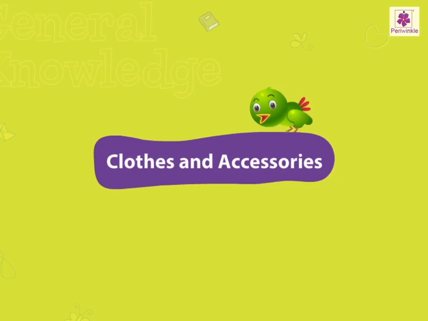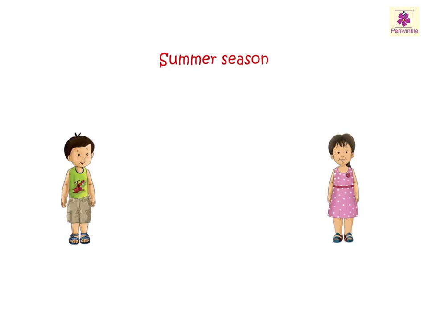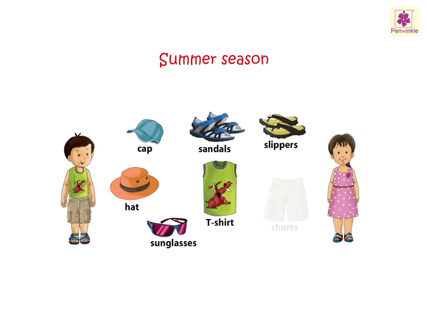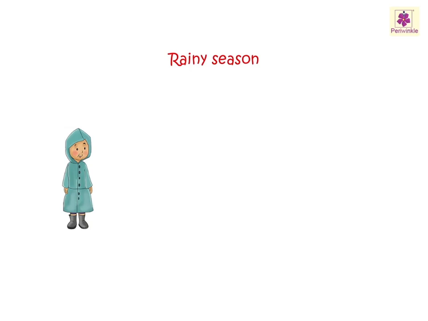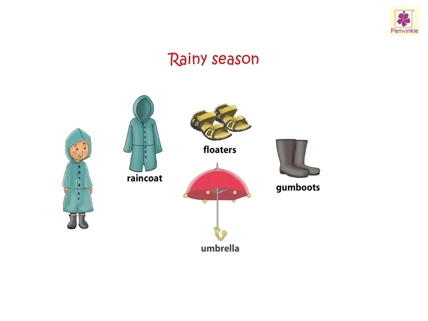Clothes and accessories. People wear different clothes and accessories in different seasons. In summer season, we wear cap, hat, sandals, slippers, sunglasses, t-shirt, shorts. In rainy season, we wear raincoat, floaters, gumboots. We carry an umbrella to protect us from rain.